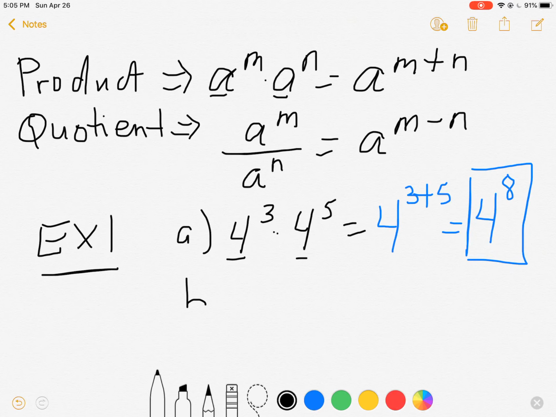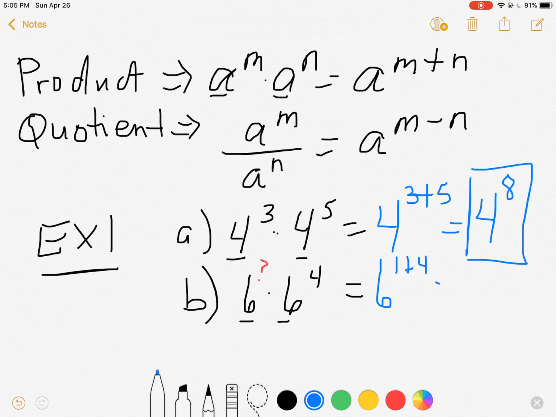On B part, I got 6 times 6 to the 4th. Both of these are 6's. So the rule says if bases are the same, I add the exponents. My question though is, what's the exponent here? If there's not an exponent, it's understood to be 1. So I would say 6 to the 1 plus 4, and my final answer would be 6 to the 5th power. So when you're multiplying bases that are the same, add exponents.